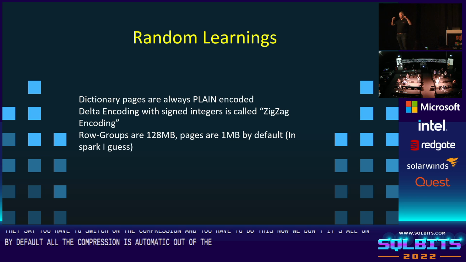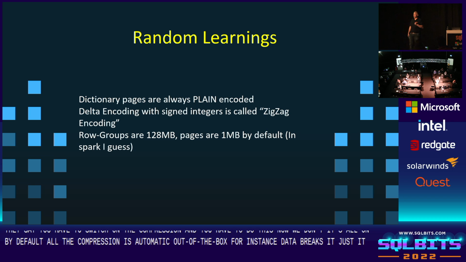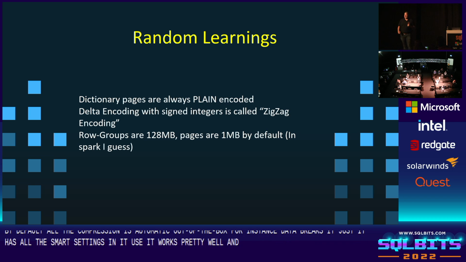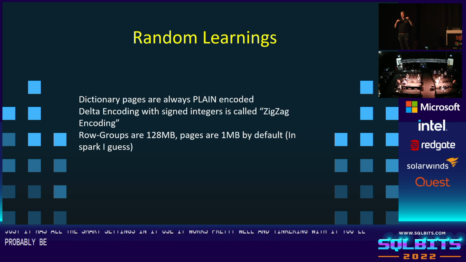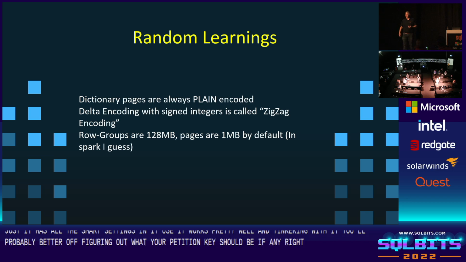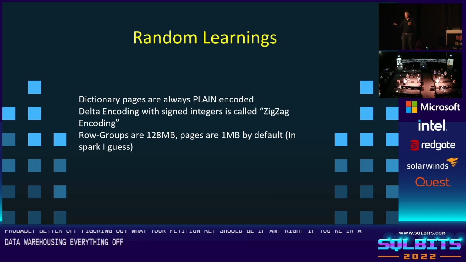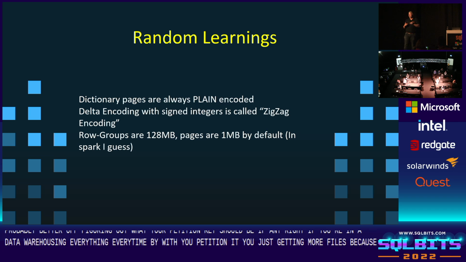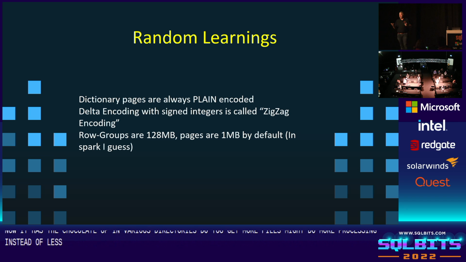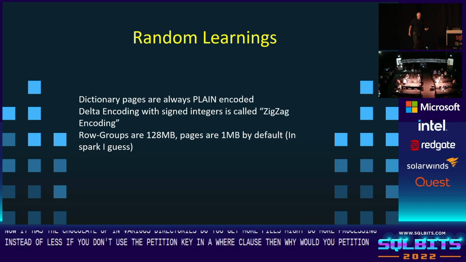Out of the box, for instance, Databricks has all the smart settings in it. It works pretty well. And tinkering with it, you're probably better off figuring out what your partition key should be, if any. If you're in a data warehouse and you read everything every time, why would you partition it? You'll just get more files, because now it has to chop it up in various directories. So you might do more processing instead of less. If you don't use the partition key in a where clause, then why would you partition by it? You just get more files. There's no need.